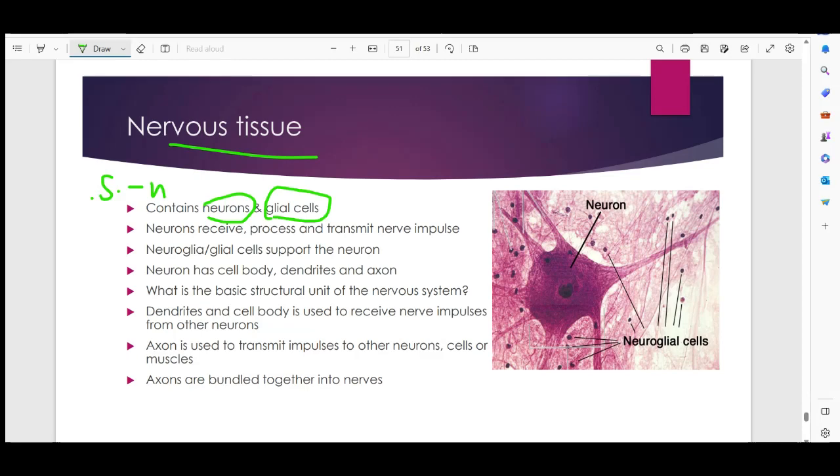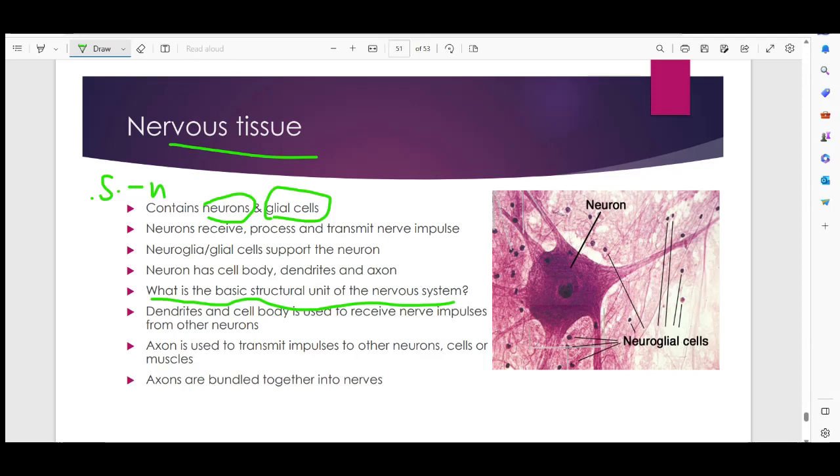So what you have to know is that neuroglia are supporting cells. That's number one. The next thing, a neuron has three parts: cell body, dendrites, and axon. And the next question, can you answer the next question here? What is the basic structural unit of the nervous system? Neuron. Yes, it is the neuron.